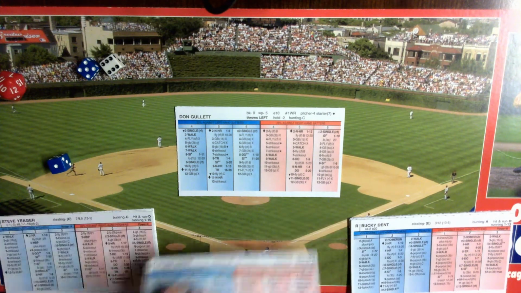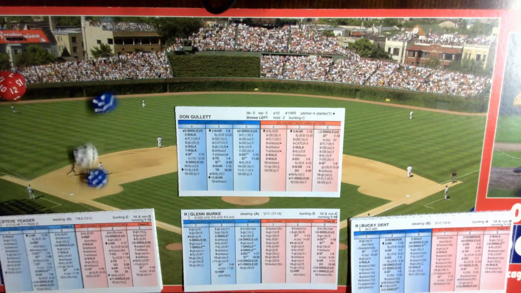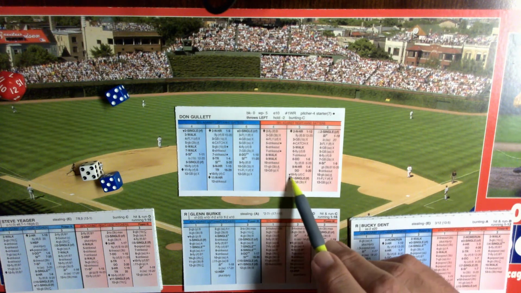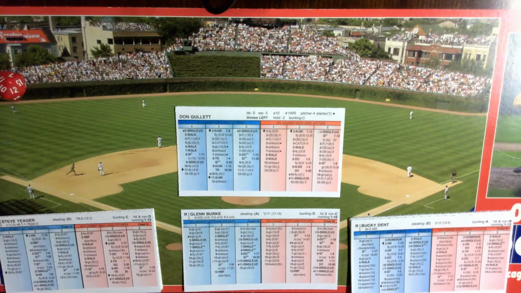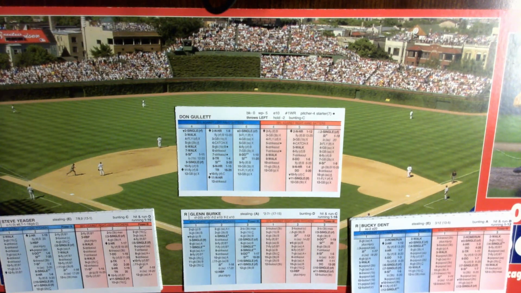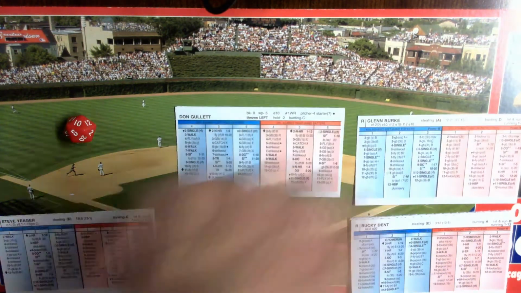And then our center fielder Glenn Burke with 2 down. It's a 5 and a 10. Burke is a right-handed batter. A 5 and a 10 is a possible ballpark effect single, so a 1 through 8. And it is an 8. So Burke gets a 2-out single to keep the inning alive.